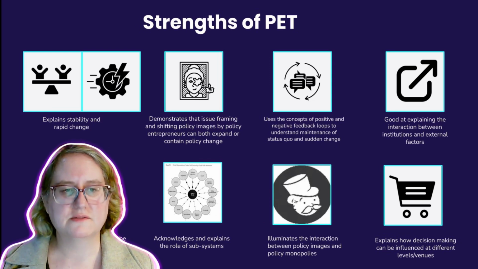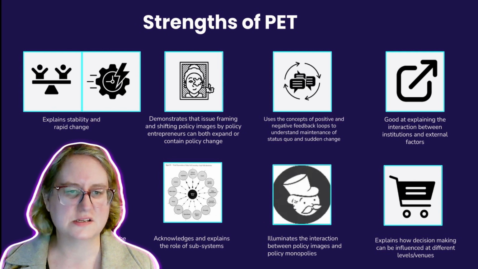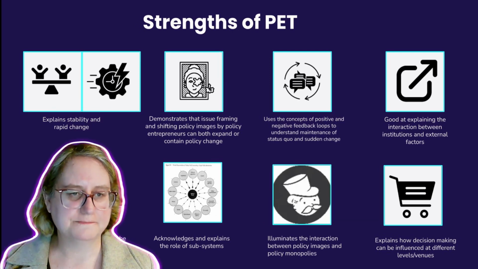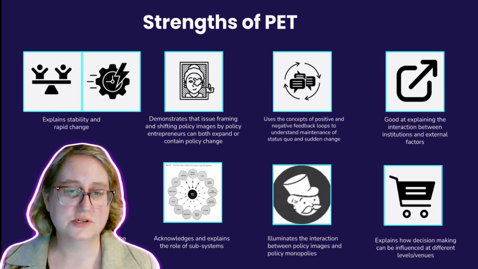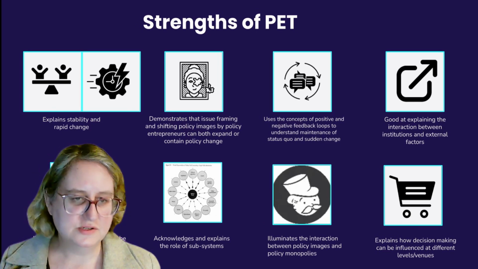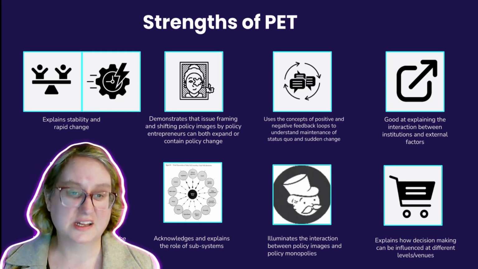PET also uses the concepts of positive and negative feedback loops to understand maintenance of status quo and sudden change. This is derived from mathematics, where positive feedback produces system change and negative feedback maintains system stability. PET is also good at explaining the interaction between institutions and external factors. It is useful to explain policy complexity and the interplay between internal and external actor interactions.